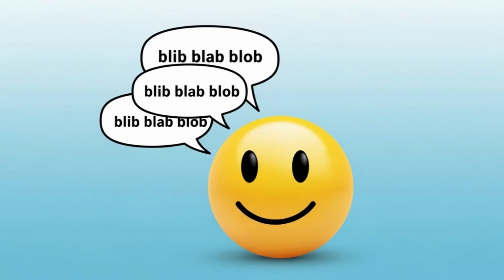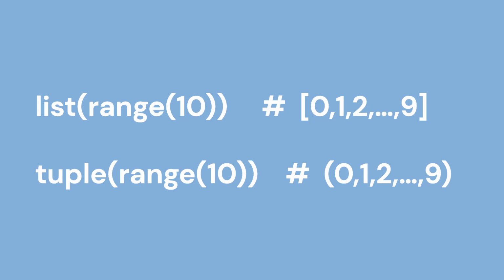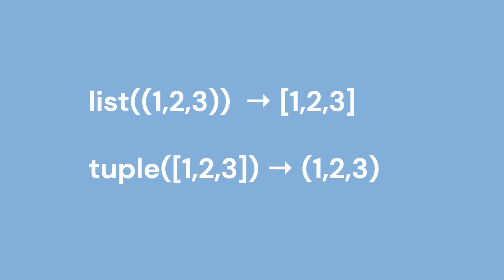Quick one-liner you'll use a lot, turning a range into a list or tuple. List, parentheses, range 10, where you create a list 0, 1, 2, 3, and so on. Tuple, parentheses, range 10, where you create a tuple from 0, 1, 2, and so on. And you can convert between them very easily.